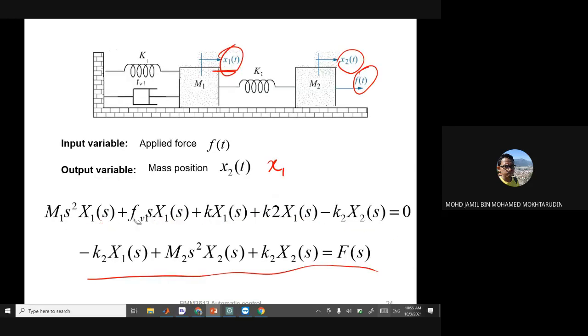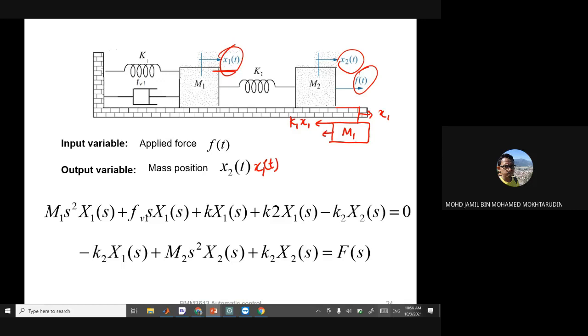Okay, so after you determine the input and output, then you need to draw the free body diagram for each of the masses. Let's draw the free body diagram for mass M1. On M1, you have the motion X1 going forward. When M1 goes forward, the forces by the spring attached to M1 will try to resist the motion. So the first force is K1 here. The force from K1 is acting backward.